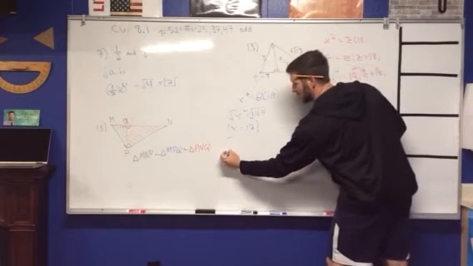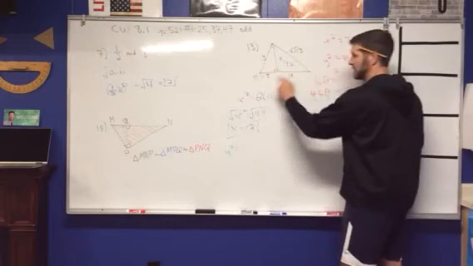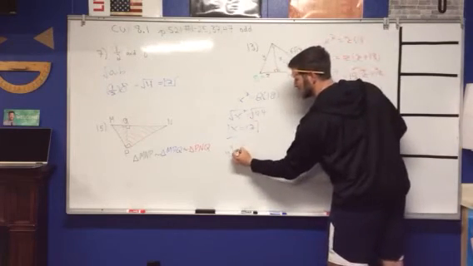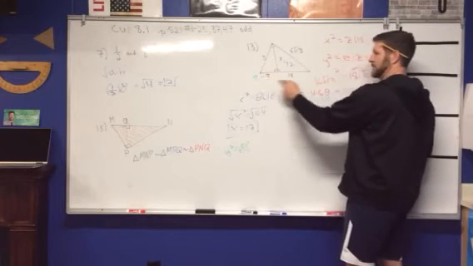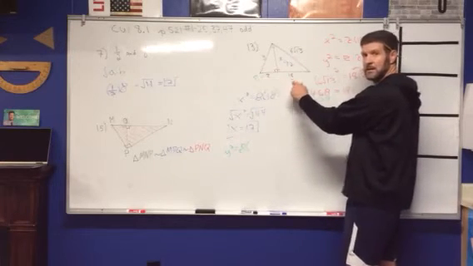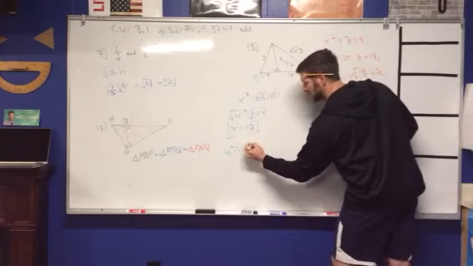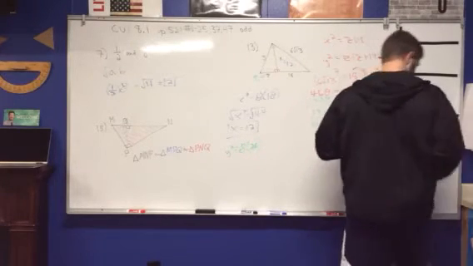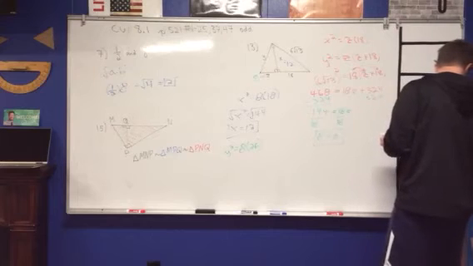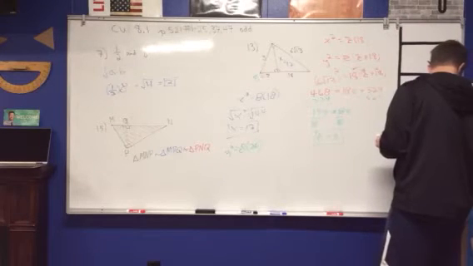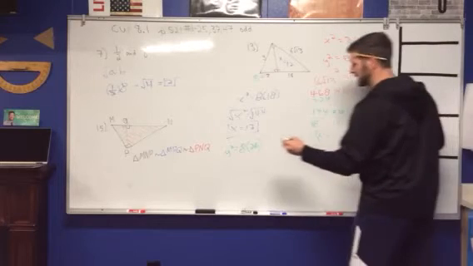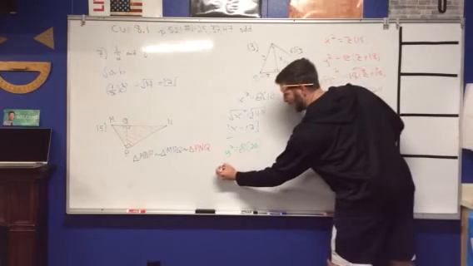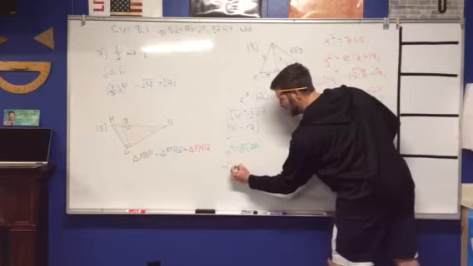So y squared, now we know both of those, so 8 times the full side, 8 plus 18, 26. So now 8 times 26. And don't worry about the big numbers. That's y squared is 208.